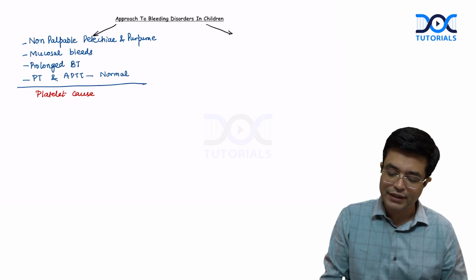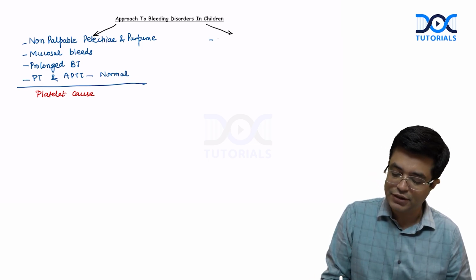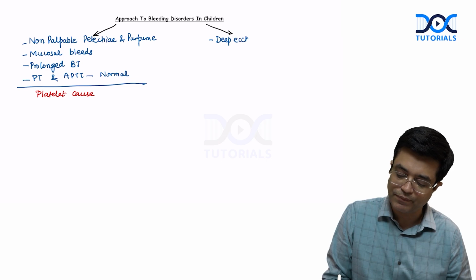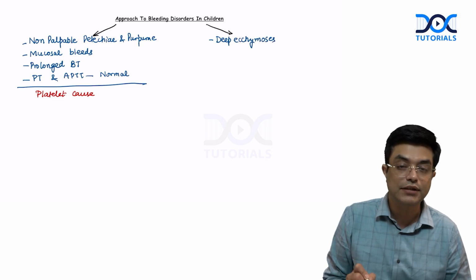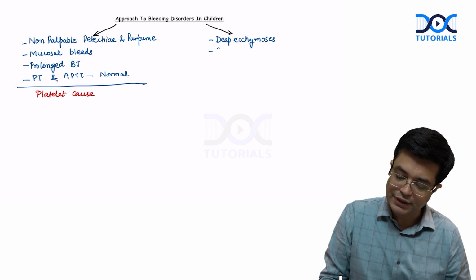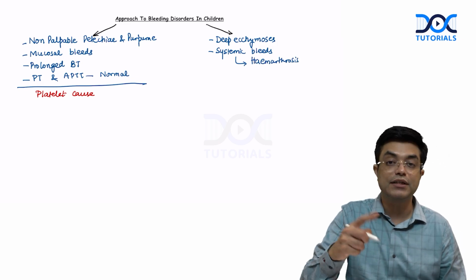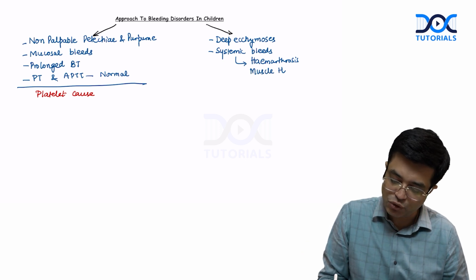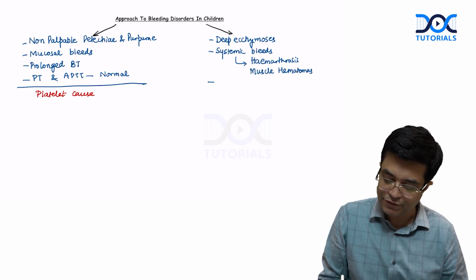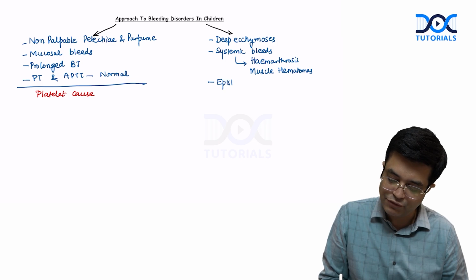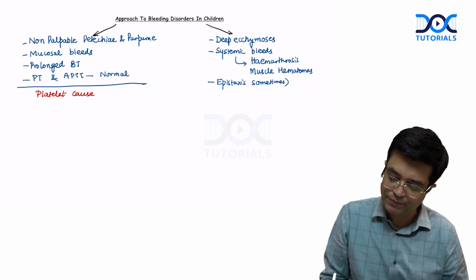On the other hand, in case the examiner says that there is a child with deep ecchymosis. Ecchymoses are large confluent areas. The patient is having systemic bleeds. Systemic bleeds means there are deep-seated bleeds which are happening, particularly hemarthrosis, bleeding inside the joint, and muscle hematomas. They may have epistaxis in a few patients. Sometimes epistaxis will be present.